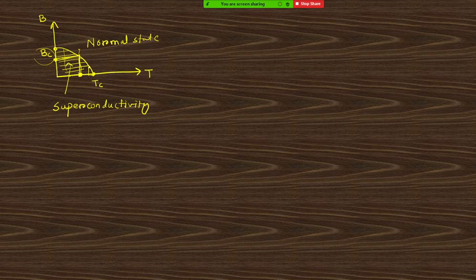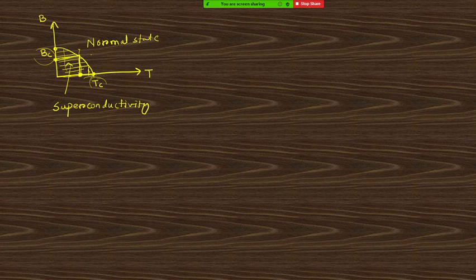But very much lower than the TC, if the temperature of the superconductor is very much lower than the TC, then what happens? We need to apply a large or huge magnetic field to change from superconductivity to normal state. That means at higher temperature, near to TC, you can change from superconductor to normal state by using a small amount of magnetic field. But in case of very far or very much lower from the TC, we need to apply more magnetic field to change from superconductor to normal state.